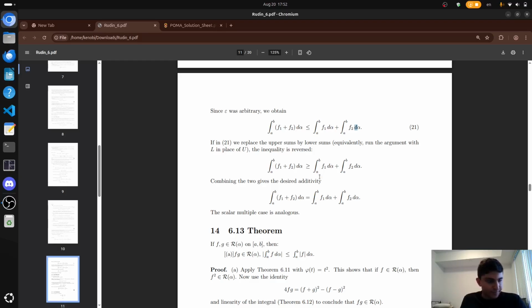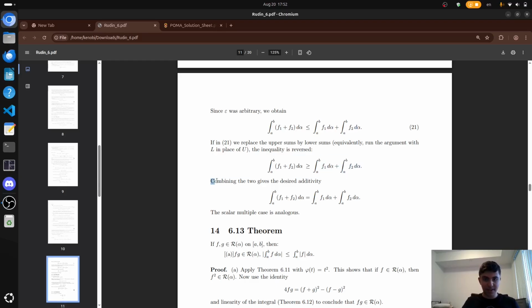And if we replace the f1s and f2s with negative f1 and negative f2, you're basically multiplying by negative 1, right? So it will flip the inequality, and we know it works. You can take any function to be the negative of another function, and since we know the negative of a function works with this inequality, that means that the inequality works on both sides like this.